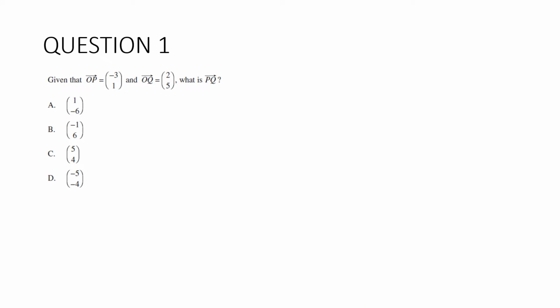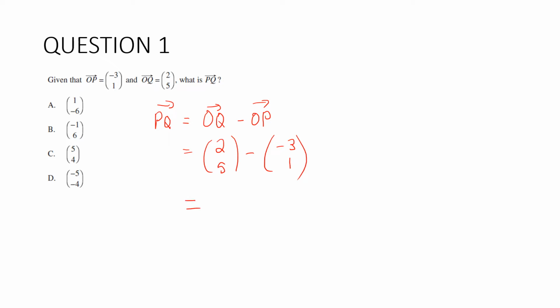Question 1. Given that the vector OP is (-3, 1) and the vector OQ is (2, 5), what is the vector PQ? So PQ is going to be OQ take away OP, which is (2, 5) take away (-3, 1). 2 take away -3 is 5. 5 take away 1 is 4. And our answer is C.